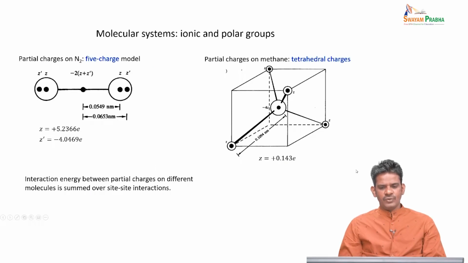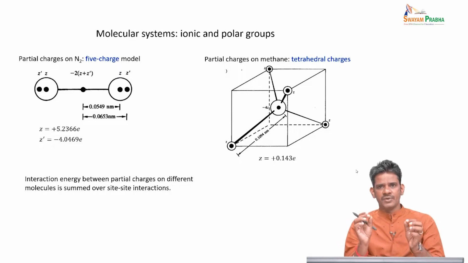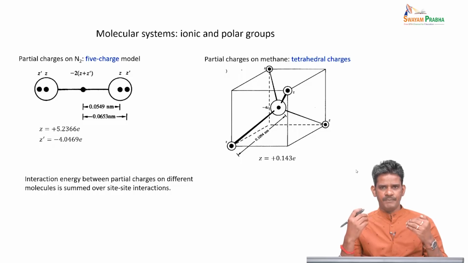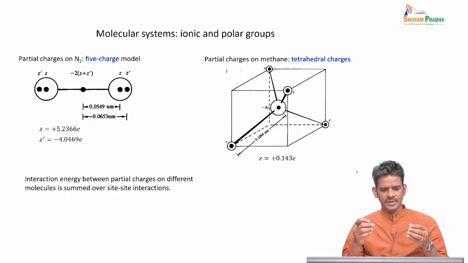Now, if you look at how charges are to be distributed in a molecular system, previously we talked about interaction between point charges or point ionic species using Coulombic interactions. But now when you have charges on a molecule, these are not fixed charges. These are charges that are distributed along the molecule itself. And again, there are different ways to do this. I'm going to give two examples of how charges are distributed on a molecule.